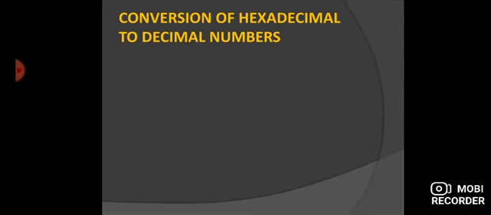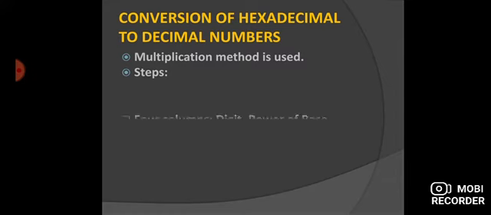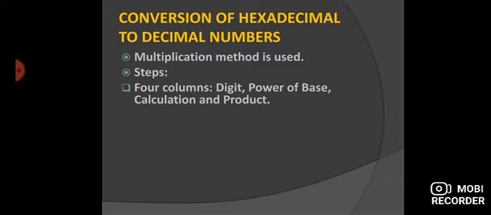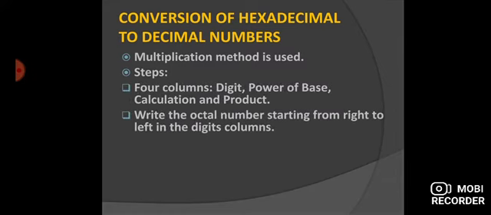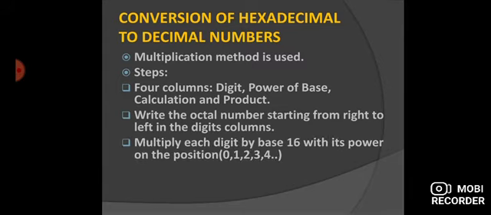Next we have how to convert hexadecimal to decimal numbers. इसके अंदर हम मल्टीप्लिकेशन मेथड यूज़ करेंगे जैसे हमने ऑक्टल नंबर में किया था. 4 कॉलम्स बनाएंगे टेबल में: डिजिट, पावर ऑफ बेस, कैलकुलेशन एंड प्रोडक्ट. फिर हम उस नंबर को राइट टू लेफ्ट डिजिट कॉलम में लिखेंगे. लिखने के बाद हम हर डिजिट को बेस 16 के साथ और उसे पावर 0 से देते हुए मल्टीप्लाई करेंगे. लास्ट में हम जो हमें प्रोडक्ट मिलेगा उसे हम ऐड करके नीचे टोटल नंबर लिख देंगे.